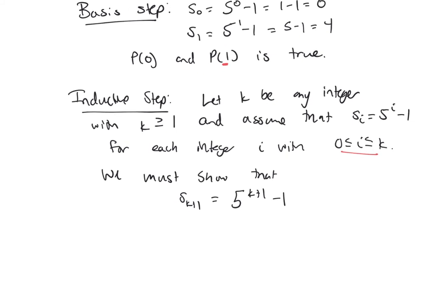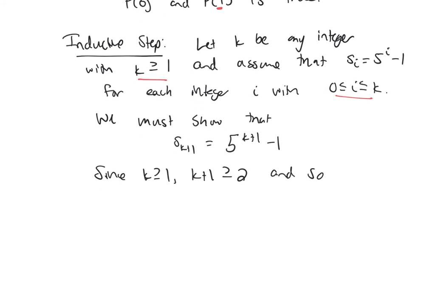All right, so let's look here. What do I know about k? k is at least 1. So since k is at least 1, that means k plus 1 is at least 2, and that means I can use my recurrence relation. And so S_{k+1} is 6 times S_k minus 5 S_{k-1}.